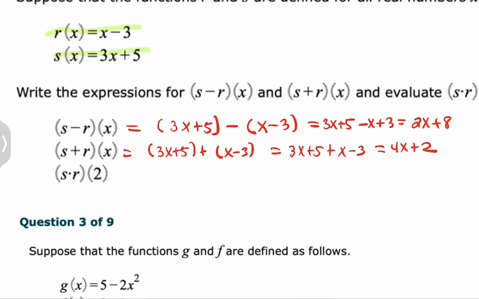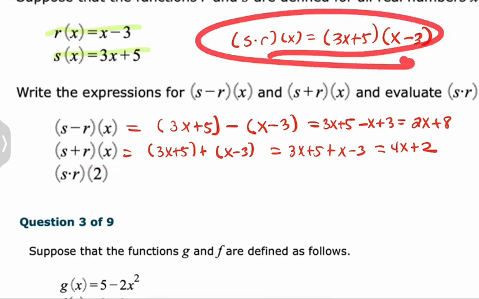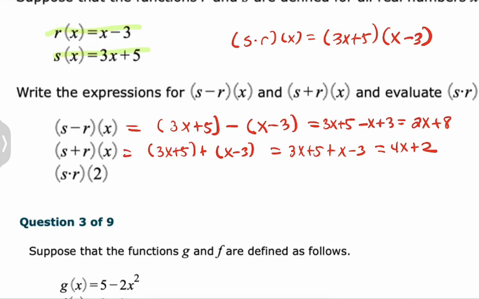Now, here you see a number there. If they asked us to find S times R of 2, we would put the S function in parentheses times the R function in parentheses. It's not a bad idea for us to still think of it in that way, but this just means input 2 into the S function, input 2 into the R function, get answers, and multiply them together. So if I input 2 into our S function, I get 3 times 2 plus 5. If I input 2 into my R function, I get 2 minus 3.